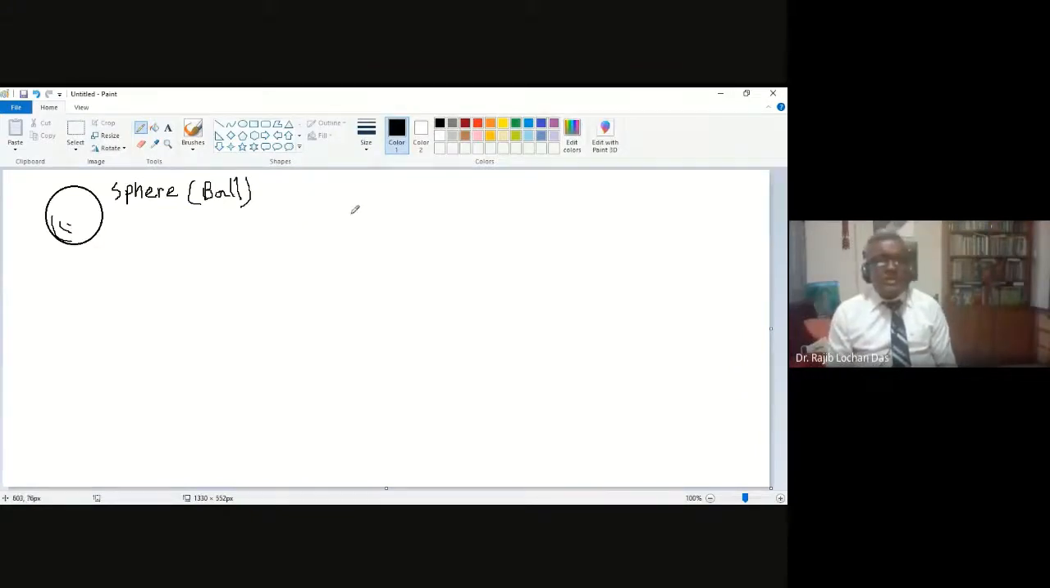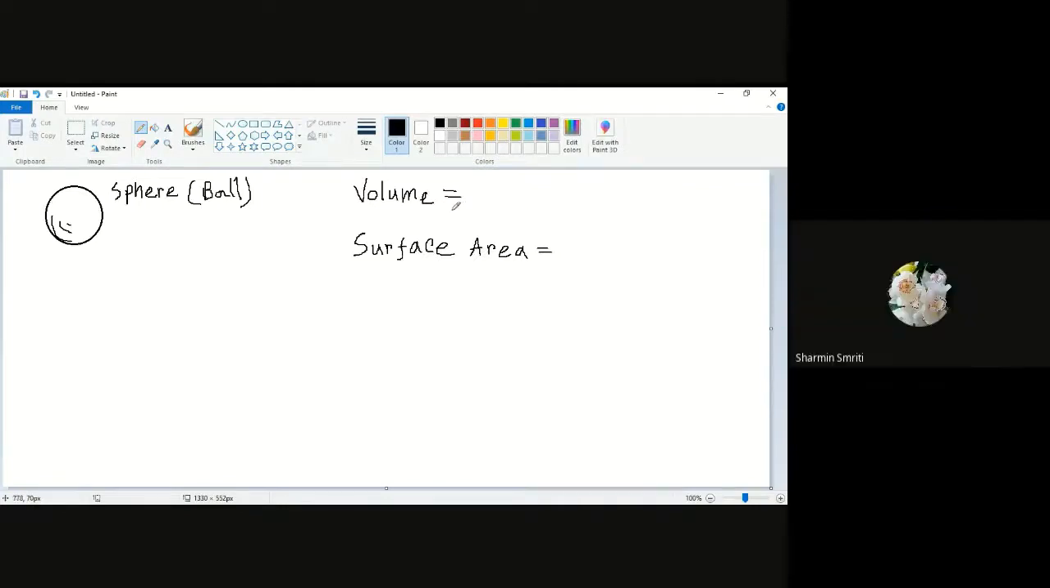One thing is volume, because it is a ball, a 3D figure, so there will be a volume. And another topic is called surface area. So tell me, what is the volume? What do you understand by this? Not the formula. What is actually volume? Sir, volume is the space inside the shape.